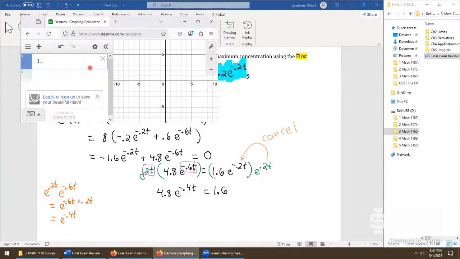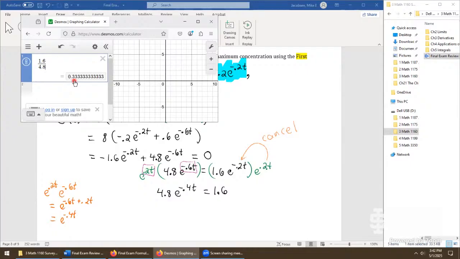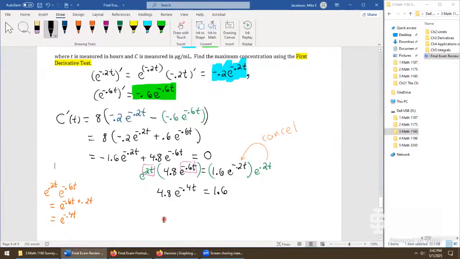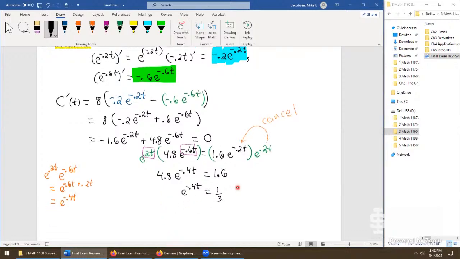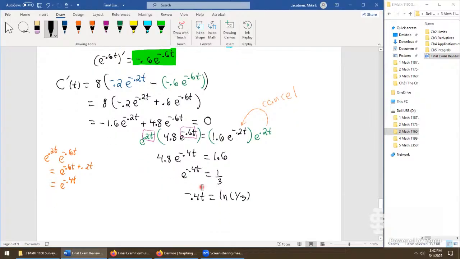So let's go 1.6 divided by 4.8. Looks like it's 0.3 repeating. That's 1/3 exactly then, if it really is repeating. I'm going to write it in as a 1/3. e to the negative 0.4t equals 1/3. Take the natural logarithm of both sides now. Negative 0.4t is natural log of 1/3. Taking the natural log of the left, cancel the base e exponential. Now divide by negative 0.4, and t is natural log of 1/3 divided by negative 0.4. Let's get a number out. That's our critical number.